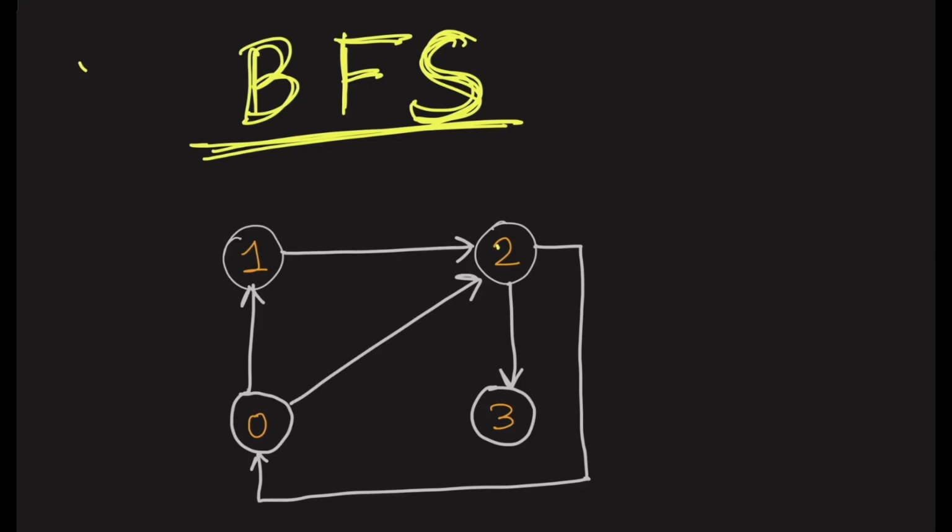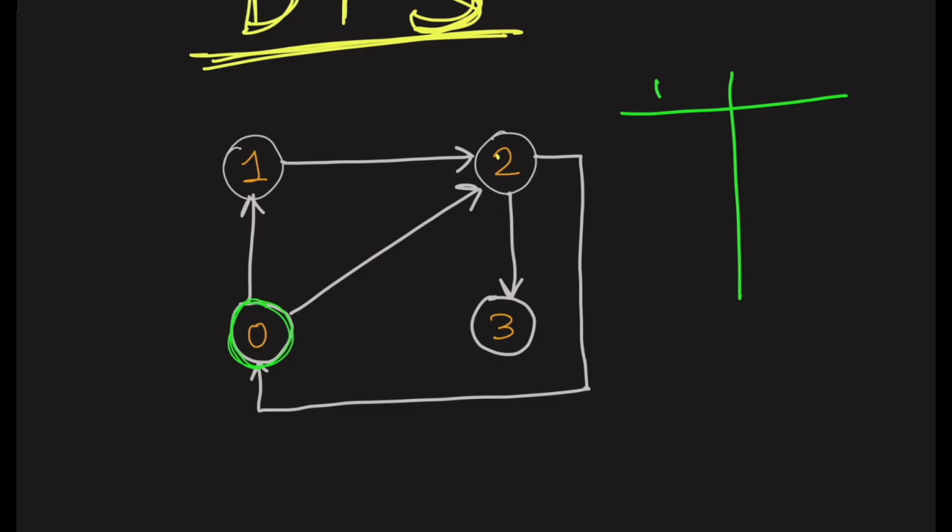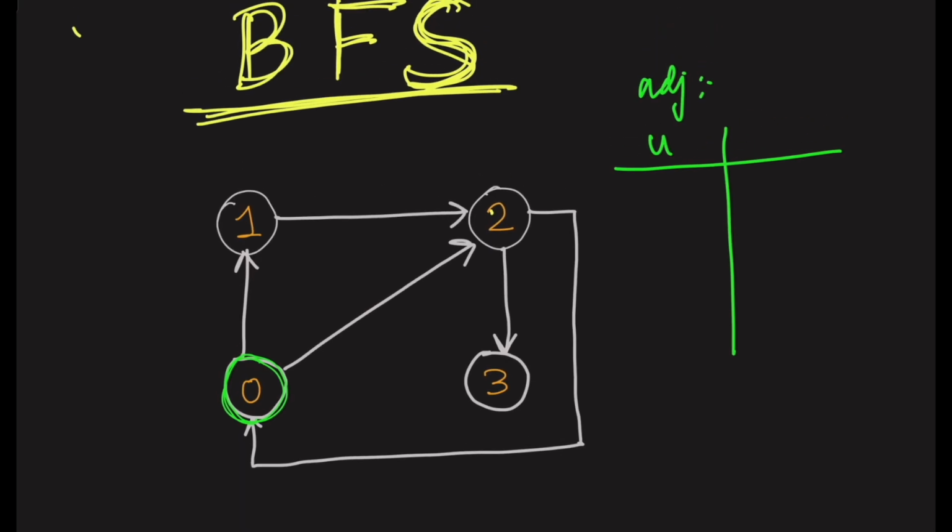In this graph, let's take 0 as the starting node, and from 0 we are going to create an adjacency list. We have u, this is adj, and the v's will be a list. From 0, where all can we go? From 0 we can go to 1 and 2. Since it's a directed graph, I'm following the arrow.